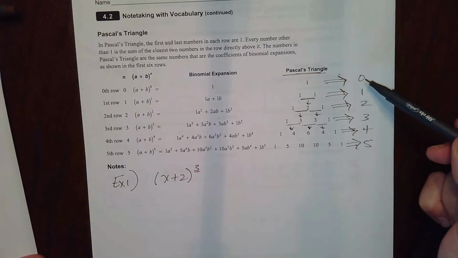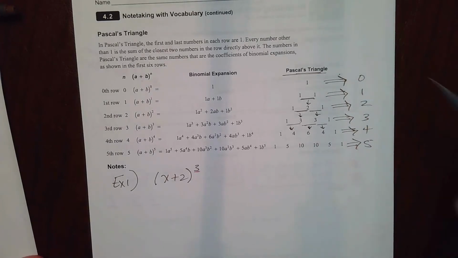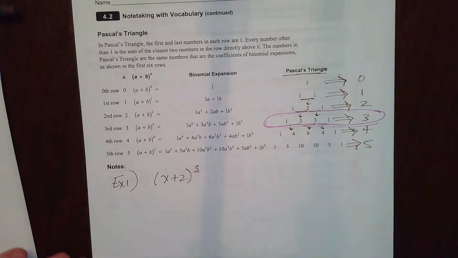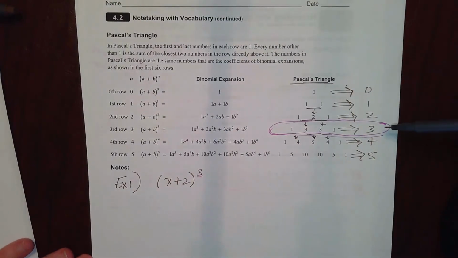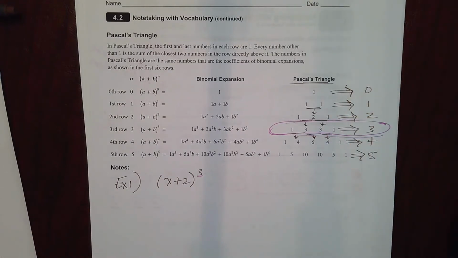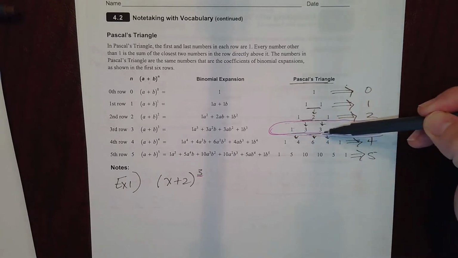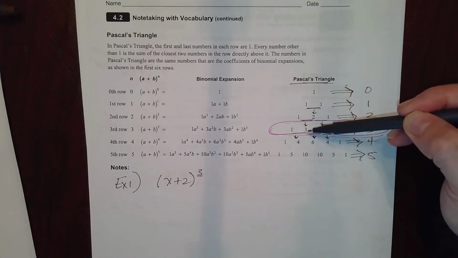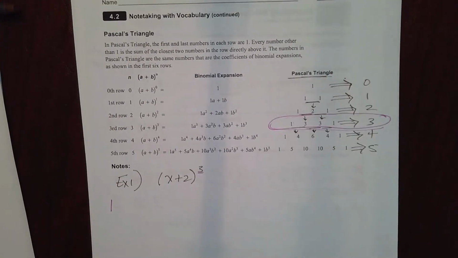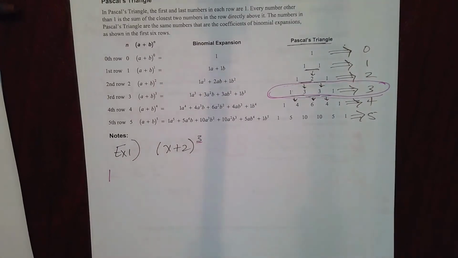Remember, we're starting with row 0, so be careful that you don't count this incorrectly. We want to identify which row of Pascal's triangle we're looking at. And if we follow this trick, we get the 1, the 3, the 3, the 1. What this tells me is that there's going to be 4 terms in my final answer. The leading coefficient of each of my terms: the first one's going to have a 1, the next one a 3, then a 3, and then a 1. I'm going to use that information to help me expand this binomial cubed.